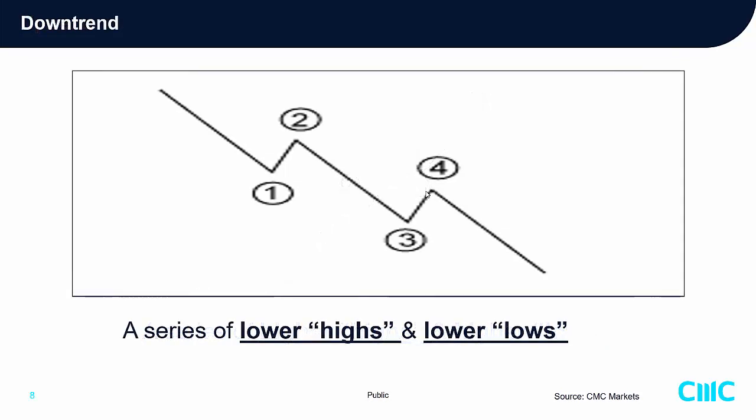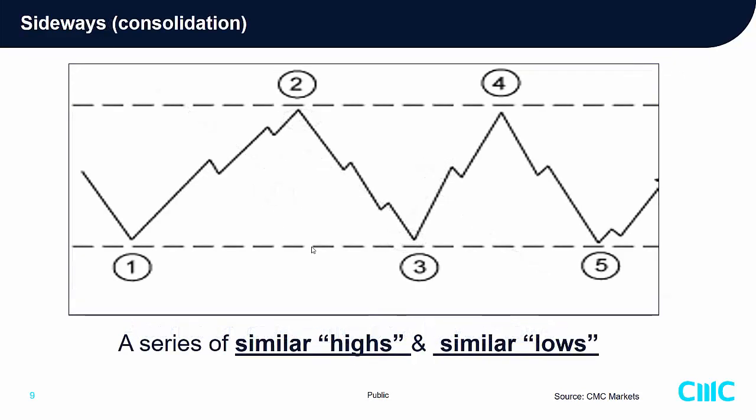A downtrend will be the reverse, a series of lower highs and lower lows. So what is a lower high? Depicted by 2 and 4. Lower lows, 1 and 3. As you will see, 3 is lower than 1. Then for sideways, there's no clear uptrend or downtrend. We call it consolidation, where we see a series of similar highs and similar lows. Later I will share with you more examples of a sideways consolidation trend.